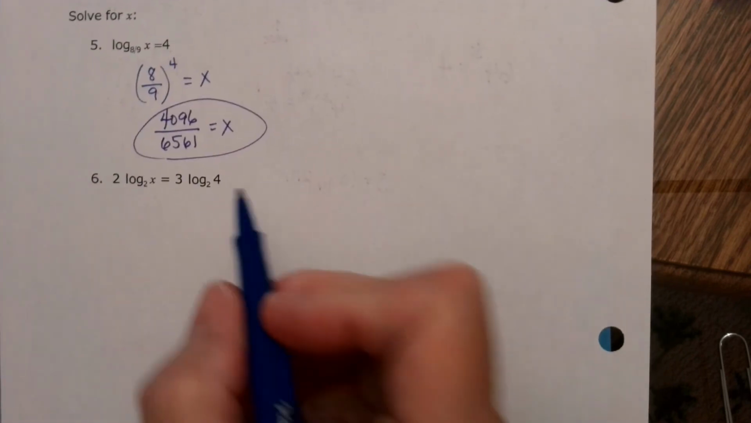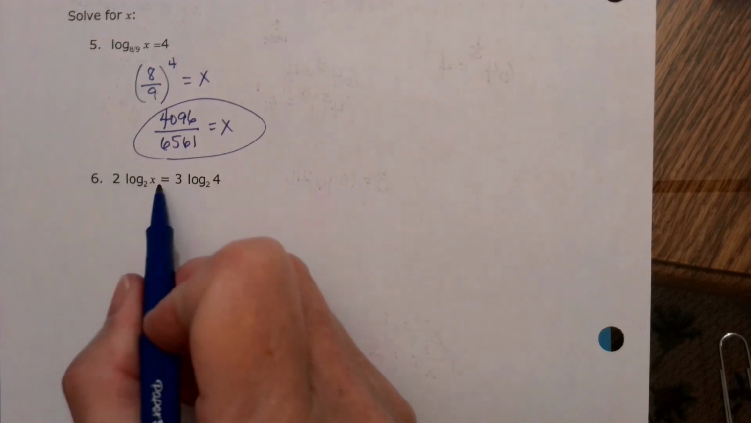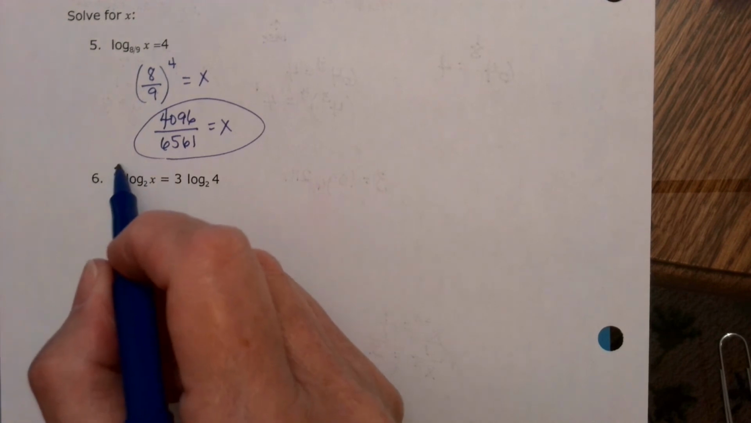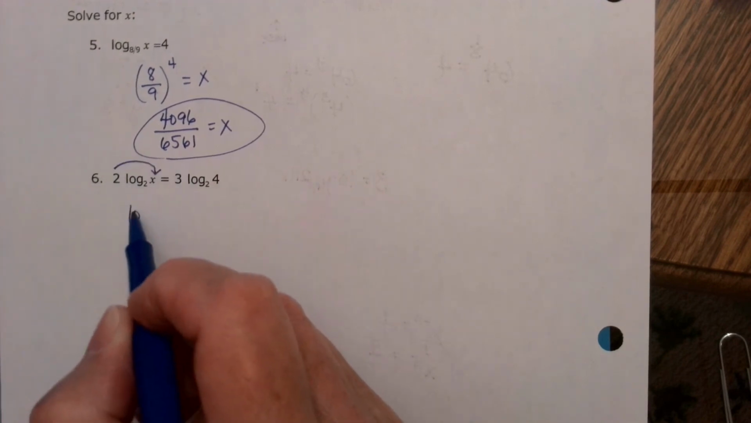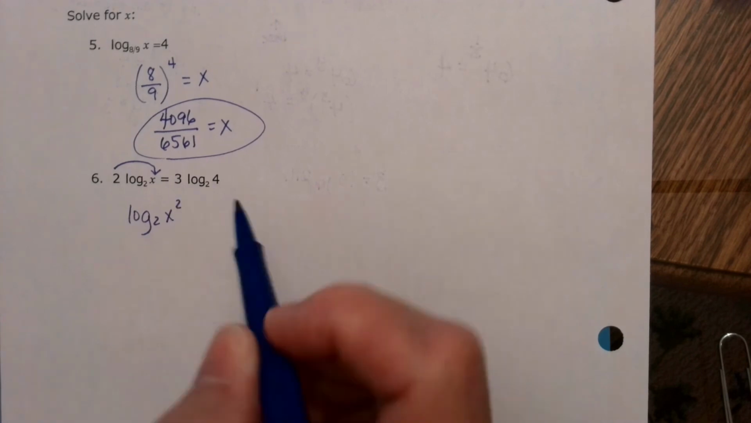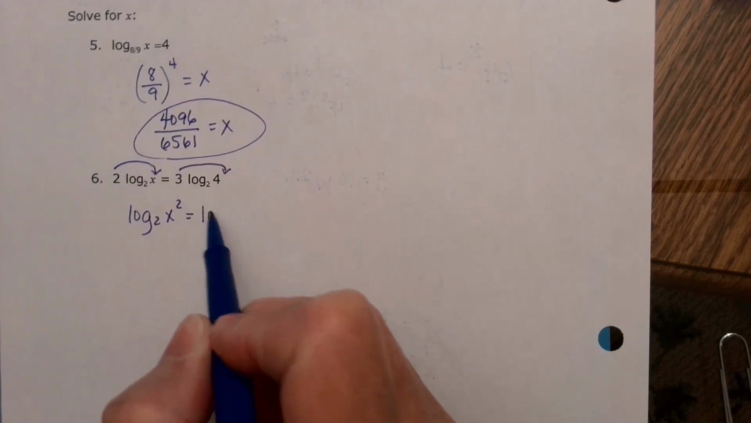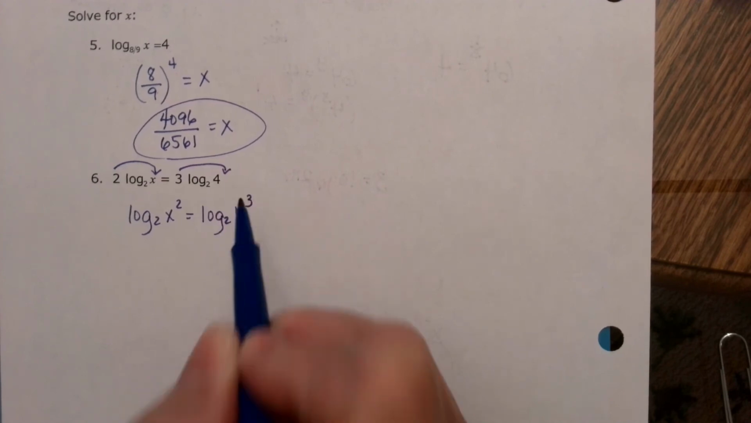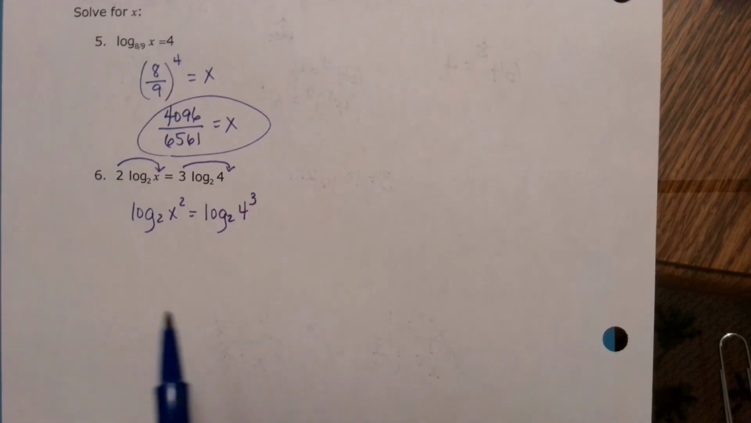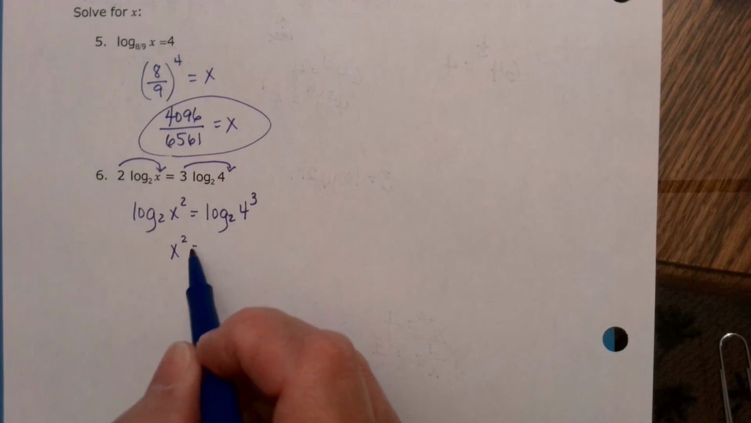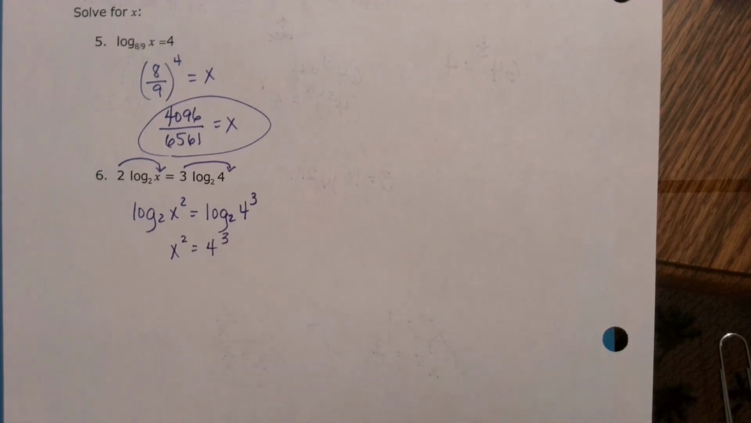Okay, now another log rule is that if you have a multiplier here, it can become an exponent. So what that means is this 2 can be moved as an exponent on the x, like this. For the same reason, the 3 can be moved as an exponent. Okay, now, on both sides of this equation, it's log base 2, right? So if that's true, then x squared has to be 4 to the 3rd. That's the only thing that would make that true.